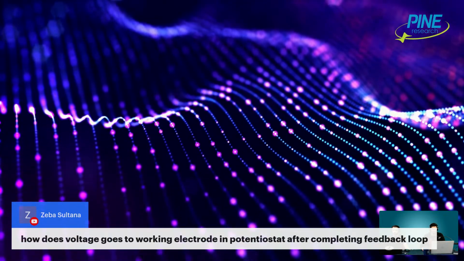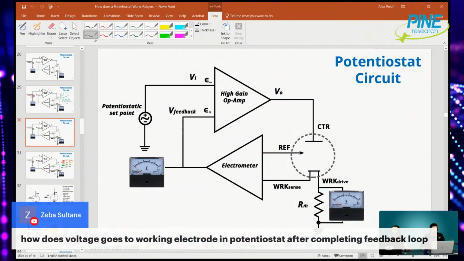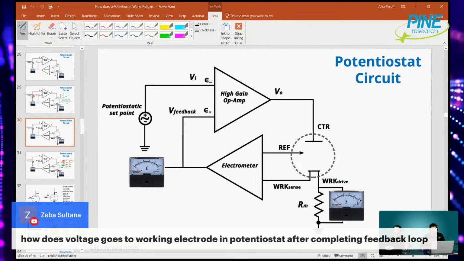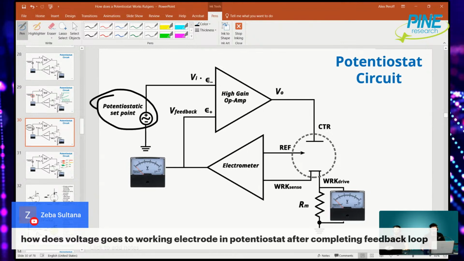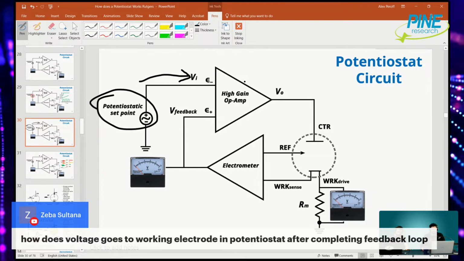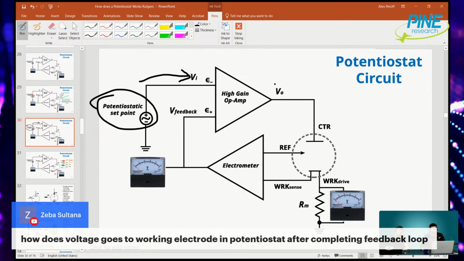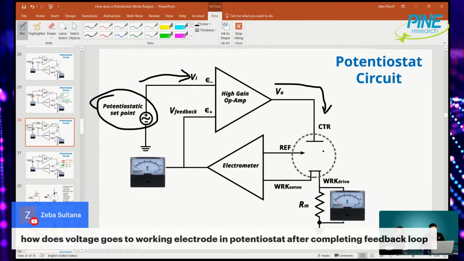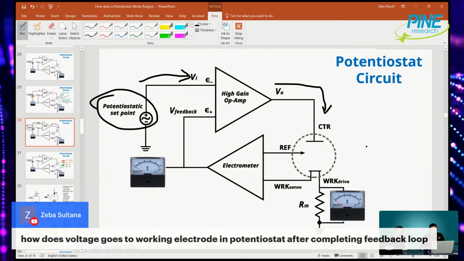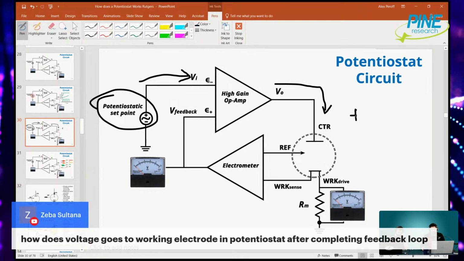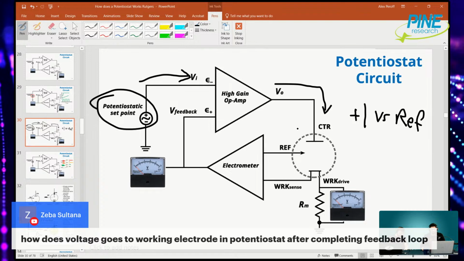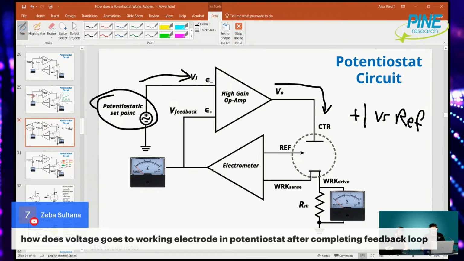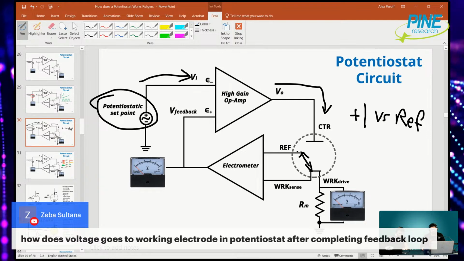There's a full video on how a potentiostat works, but this is the kind of simplified potentiostat circuit. When you set the potential here at the potentiostat set point, it goes into the inverting input of a high gain operational amplifier, and it pushes voltage, or more specifically current, through the counter electrode. And when you tell the potentiostat to apply +1 volt versus ref, we use an operational amplifier called an electrometer with a gain of 1 to measure the potential difference between these two.